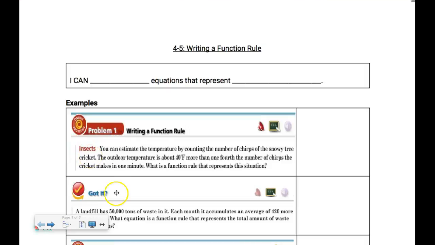Good morning. Sorry I can't be there today, but as the saying goes, I'm there with you in spirit, I suppose. This is 4.5, writing a function rule.